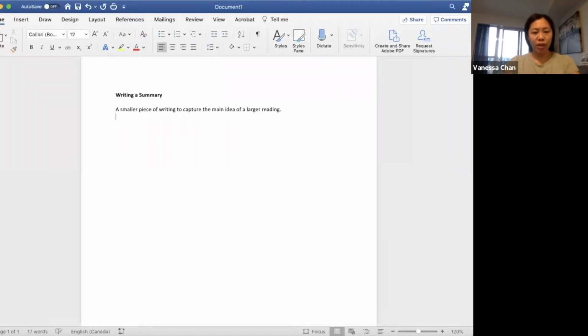So the first thing is never rewrite the original reading, because that is just copying the original work and not summarizing it. And you're always using your own words to explain what the reading is about.